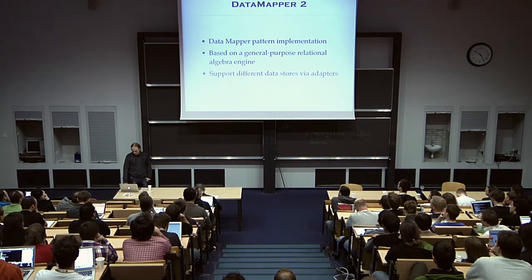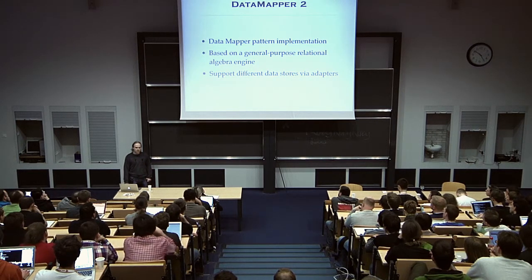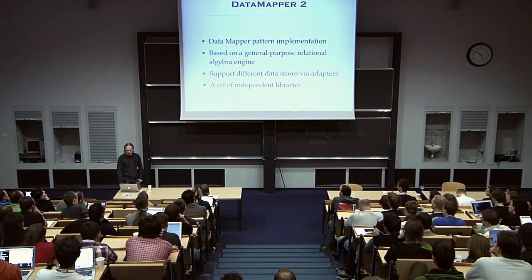So it is a DataMapper implementation, and it's based on a general purpose relational algebra engine. It's going to support different data stores via adapters. This is the same concept as we have with DataMapper 1, where you can implement an adapter for any kind of data store. Another interesting thing about DataMapper 2 is that it's not a single project. It's actually a collection of libraries that you can use independently.